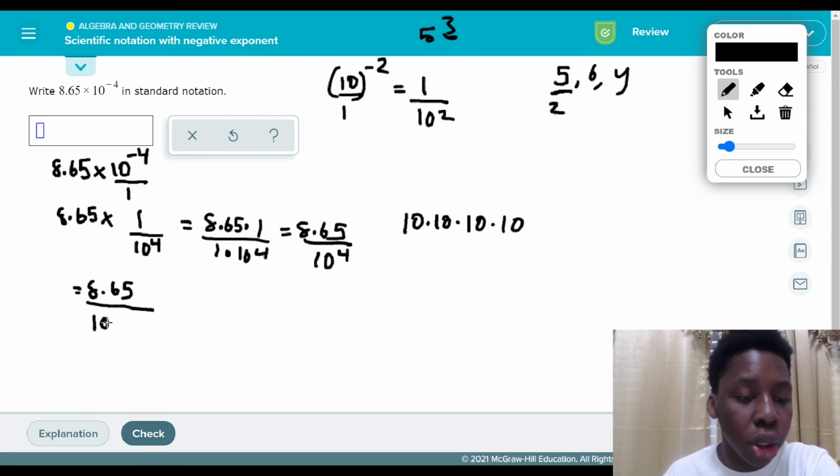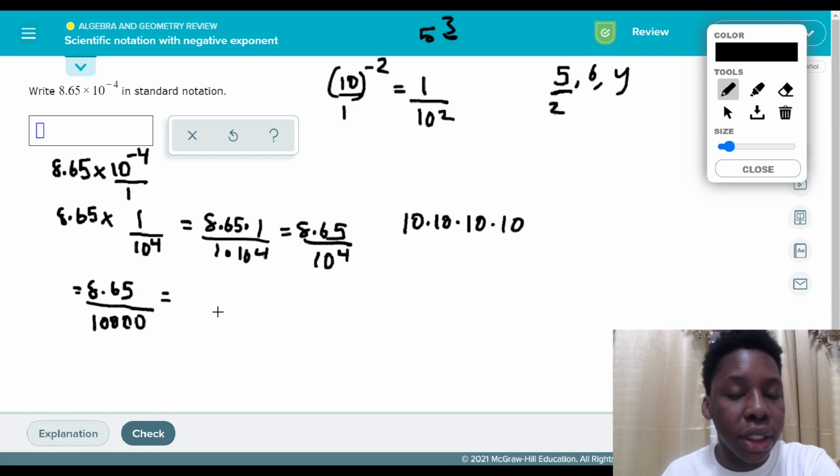Okay, so it's going to be 1 2 3 4. Okay, so this is 10,000. Okay, so replace this 0 with 4 zeros now. Okay, and the next step that I want to do is I want to divide this because it has to be in standard notation.